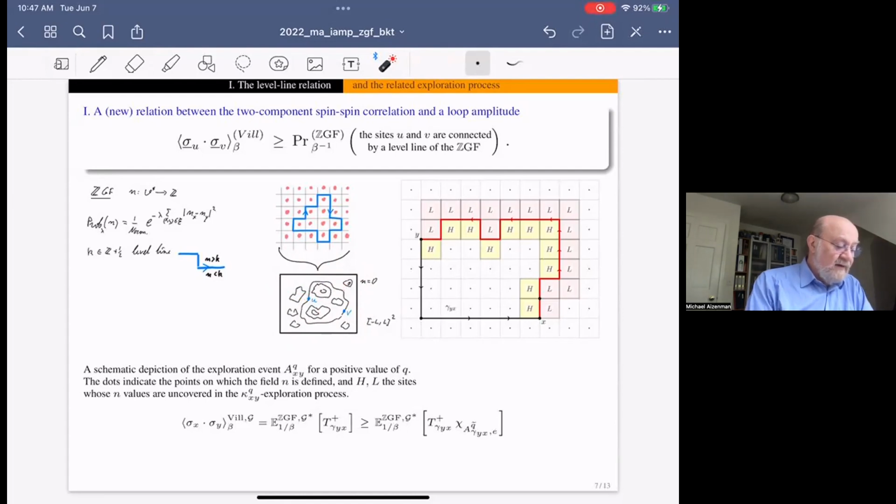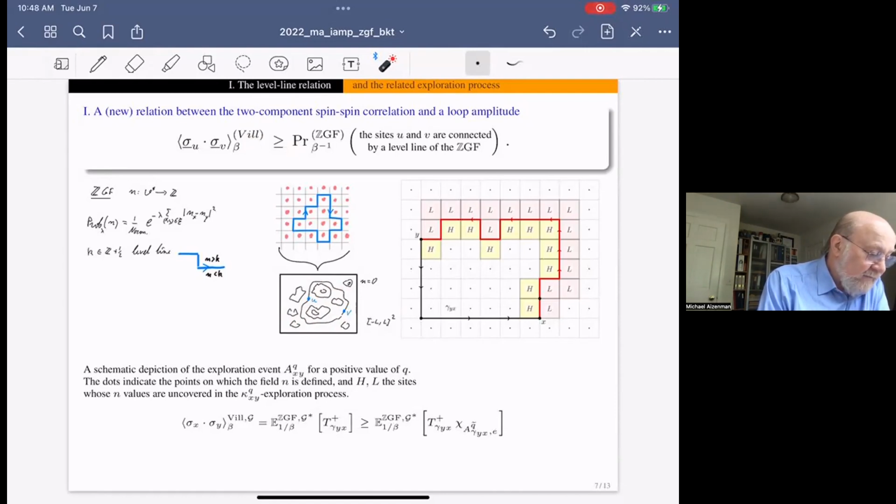And the main result which drives our analysis is that you show that the spin-spin correlation is actually bounded below by the probability that U and V, the two sides, happen to be on the same level line. Now that may ring familiar, because this sort of expression in stochastic geometric terms of spin-spin correlation is something which we have encountered already in our discussions of quantum spin systems of certain type. So what I'm saying is that the Villain model joins this collection of systems.